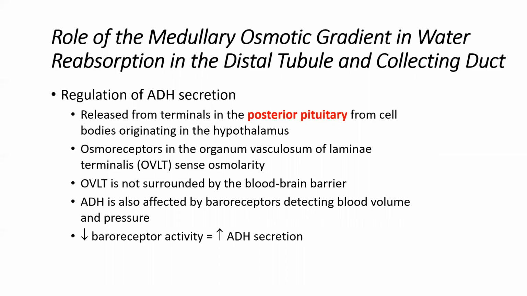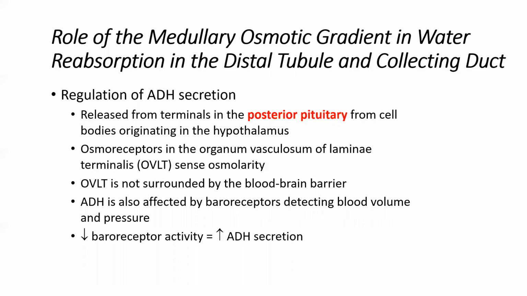Now, the OVLT is not surrounded by the blood-brain barrier. If you remember, the blood-brain barrier stands in between what's happening in the plasma, in the blood, and what's happening in the nervous tissue, and that is typically a protective measure in the brain. But because the OVLT needs to have an accurate sense of what's happening in the plasma, there is no blood-brain barrier standing between the OVLT and the plasma. So it's going to get a better representation of what the plasma osmolarity looks like.